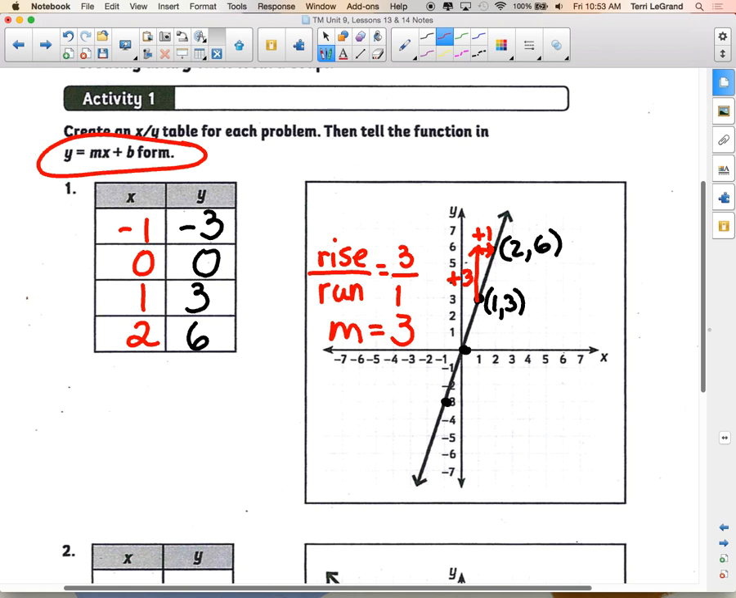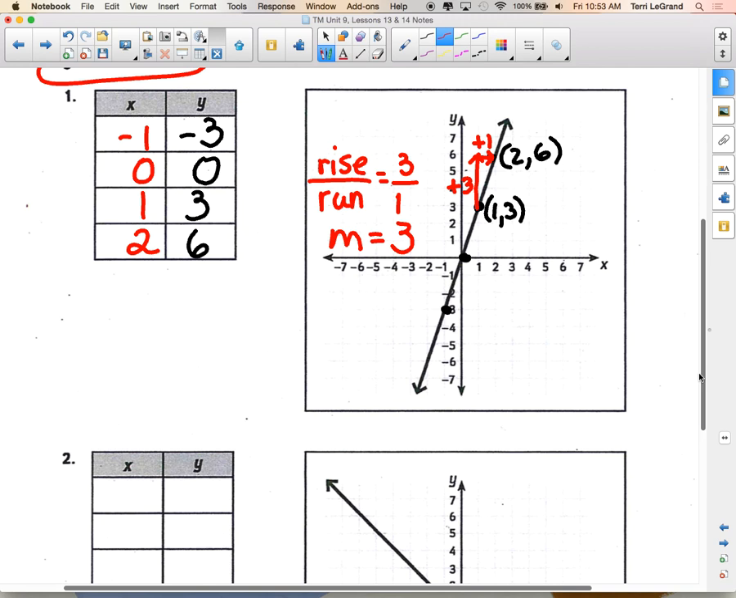The y-axis, y-intercept. Where does it collide with the y-axis? So where is this one colliding with the y-axis? Right here. It's crossing the y-axis. Here's our y-axis right here. It's crossing the y-axis right here. What's the y? So this is ordered pair 0, 0. We need the y value of that. So what's our b? B equals 0.